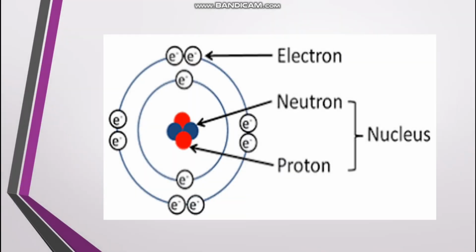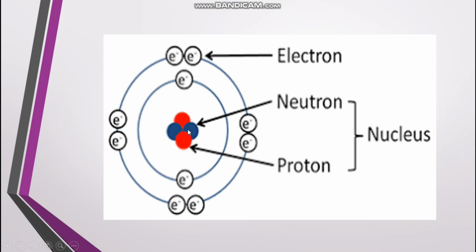This is the structure of the atom, and you can see the red color ones are the protons and they are positively charged, and the blue color ones are the neutrons and they do not have a charge. In these orbits or energy shells, the electrons are orbiting and they are negatively charged.